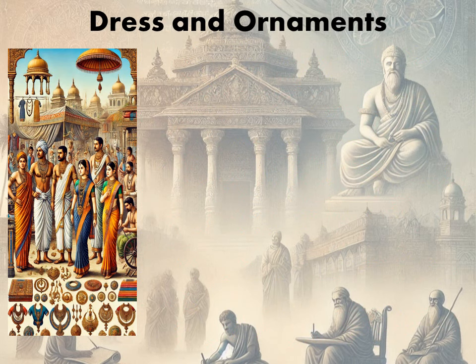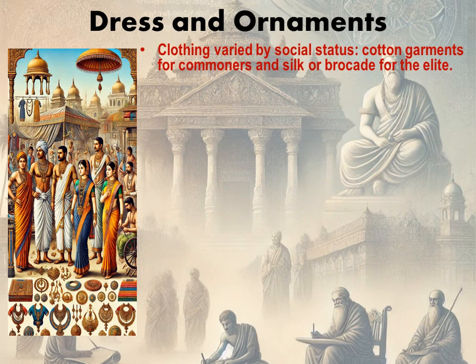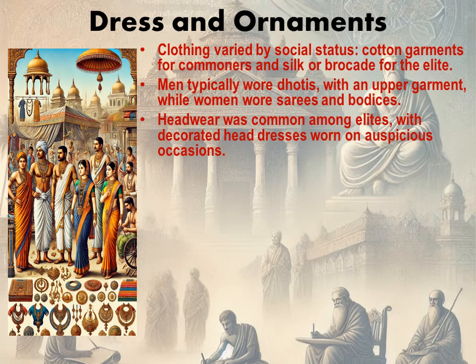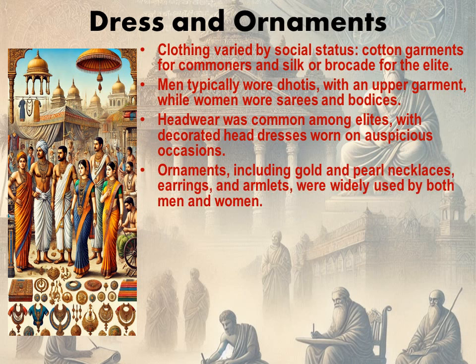Dress and ornaments. Clothing varied by social status. Cotton garments for commoners and silk or brocade for the elite. Men typically wore dhotis with an upper garment, while women wore saris and bodices. Headwear was common among elites, with decorated headdresses worn on auspicious occasions.